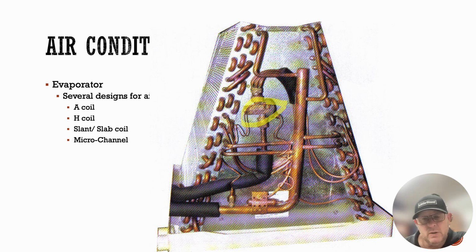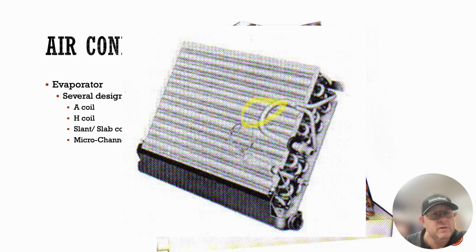And that could be a TXV, EXV, it could be a piston, could be cap tubes, although cap tubes, you're not going to be seeing them very often anymore on our systems themselves. But look at the design of that particular coil, and it looks like an A.